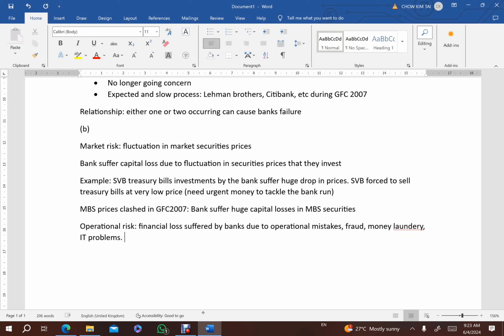Okay. This risk has become increasingly wider now because of online banking. So IT fraud has become more and more serious, because of advancement in technology, because of the focus on online banking. So that's operational risk. So examples you can give: money laundering problem, IT problem, okay, computer hacking. Okay, next part.